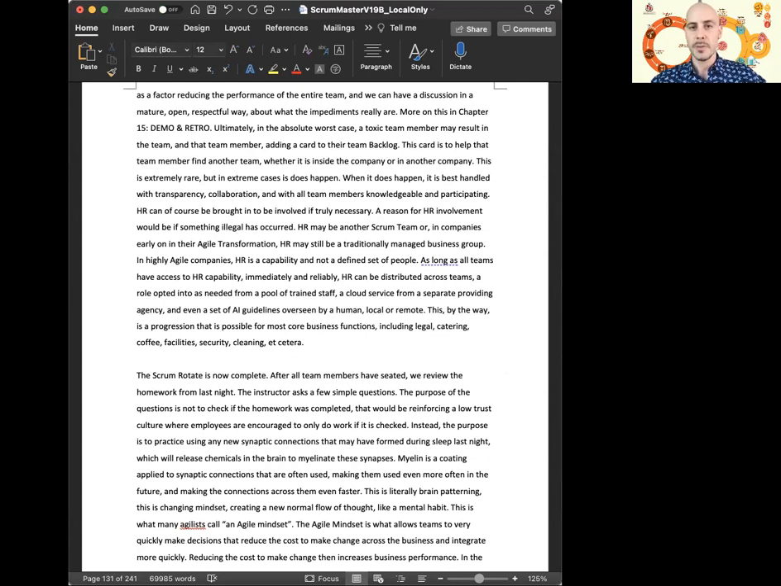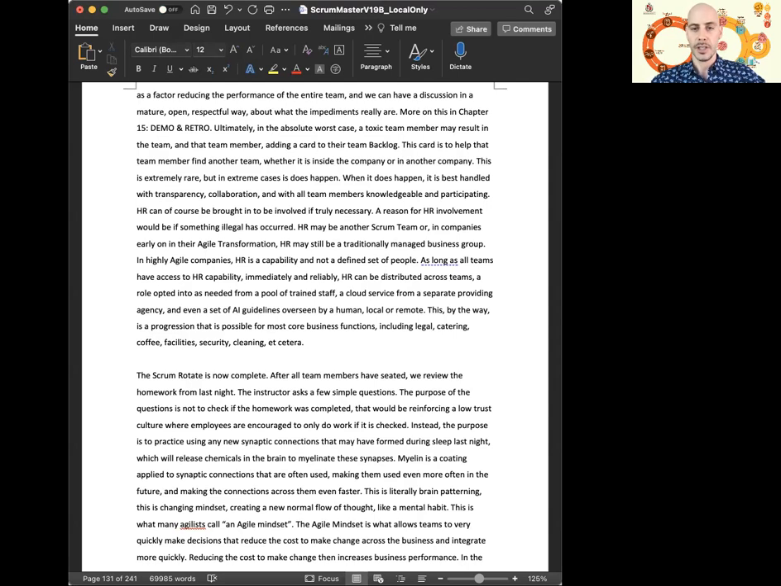Ultimately, in the absolute worst case, a toxic team member may result in the team and that team member adding a card to their team backlog. This card is to help that team member find another team, whether it is inside the company or in another company. This is extremely rare, but in extreme cases, it does happen. When it does happen, it is best handled with transparency, collaboration, and with all team members knowledgeable and participating. HR can, of course, be brought in to be involved if truly necessary.